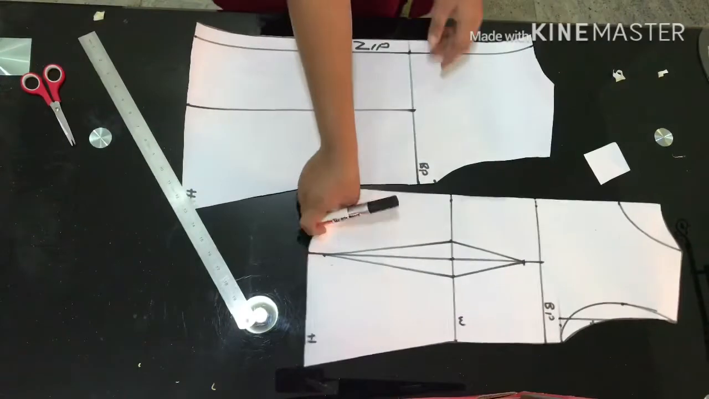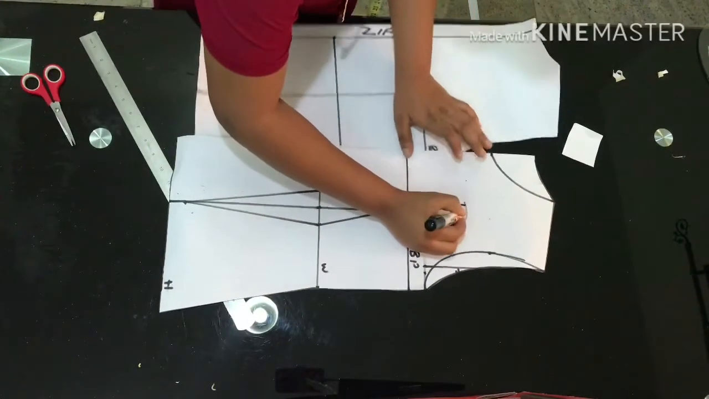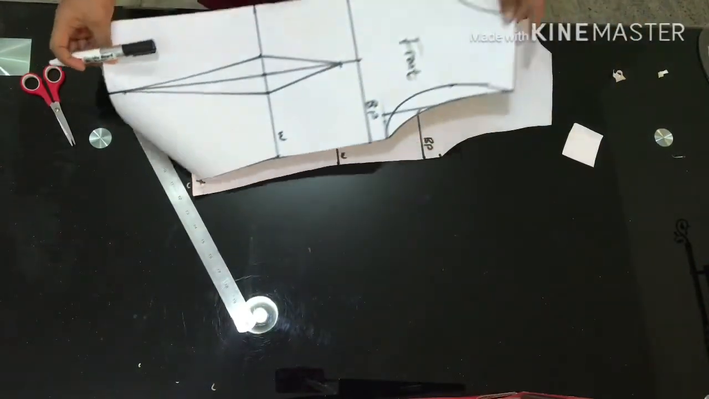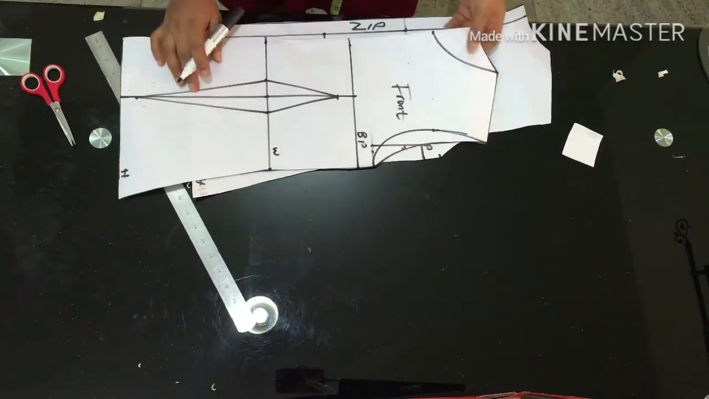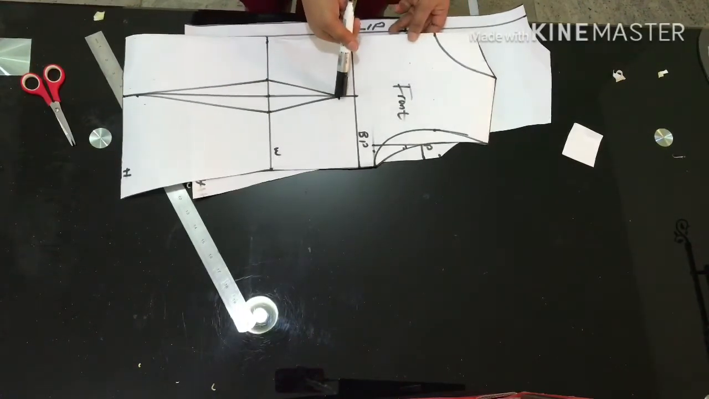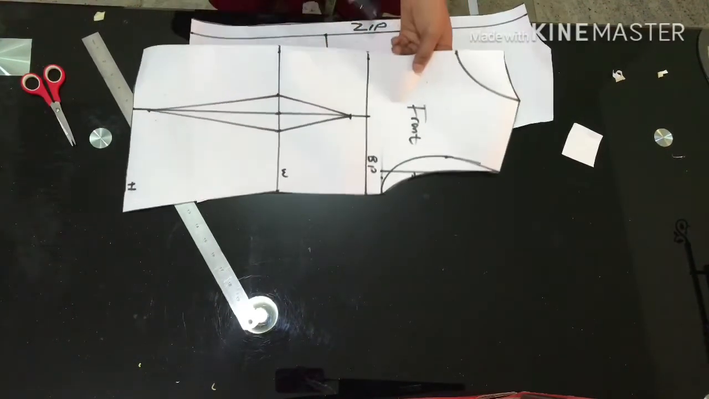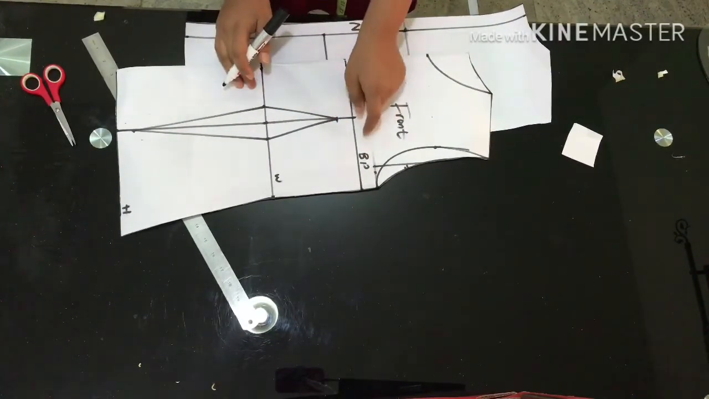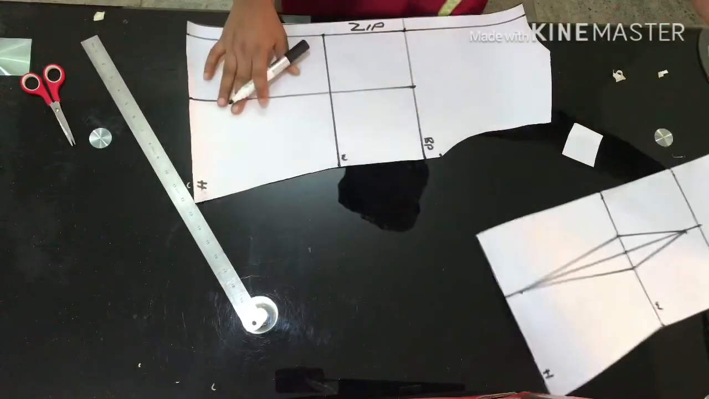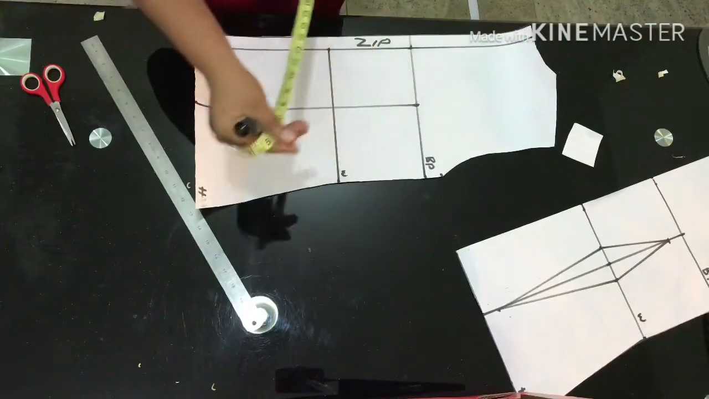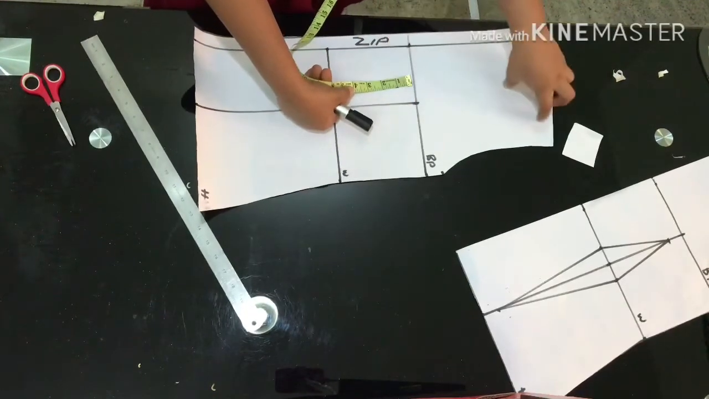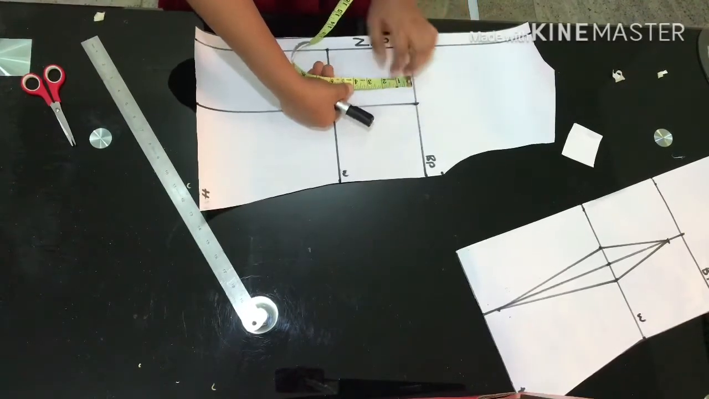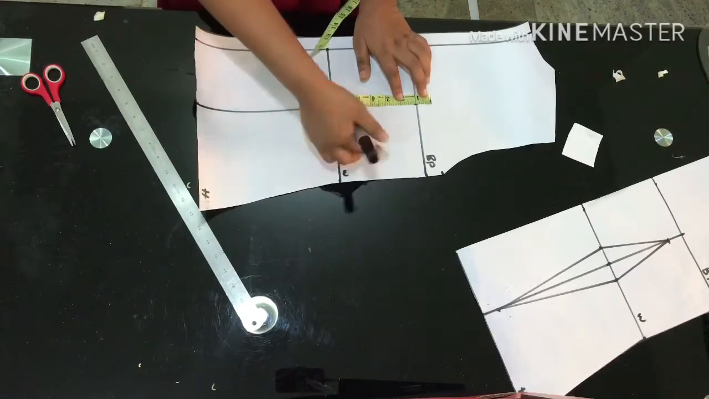Okay, so unlike our front, this is front. So unlike the front where we came down by 1 inch here and we came down by 1 inch here, for the back you won't come down by 1 inch, rather you would even go above the bust point. So that's what we're going to do here. You can actually decide to go above the bust point or just remain on the bust point. For me, I'll just go 1 inch above the bust point.